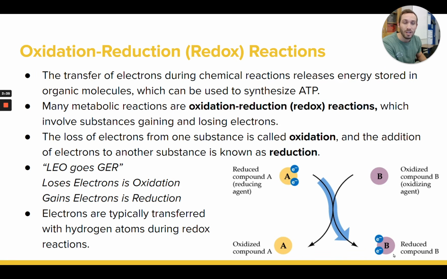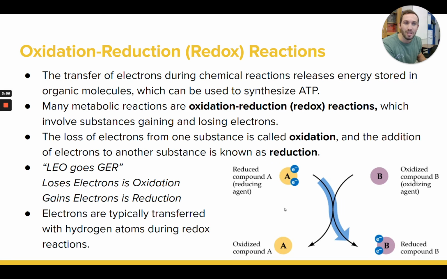That's why we call these redox reactions, because they're always happening together. If someone's losing electrons, then someone's got to be gaining those electrons. And as you can see in these pictures, those electrons travel in pairs. So it's always a pair of electrons that's moving through these reactions. So that's the difference between oxidation and reduction.